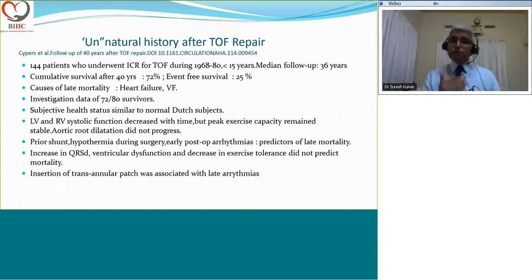They did not notice any increase in the aortic root dilatation, and late mortality was correlated to prior shunt, hypothermia during surgery, and early post-op arrhythmias. An increase in QRS duration, ventricular dysfunction, and decrease in exercise tolerance were present, but in this study, these were not related to mortality. Late arrhythmias were, however, related to a transannular patch.